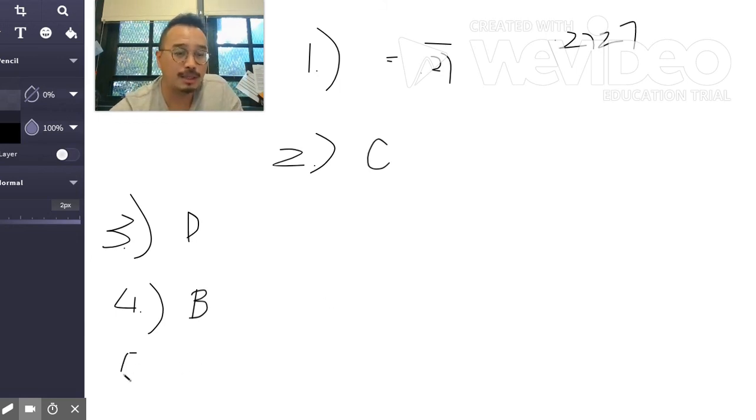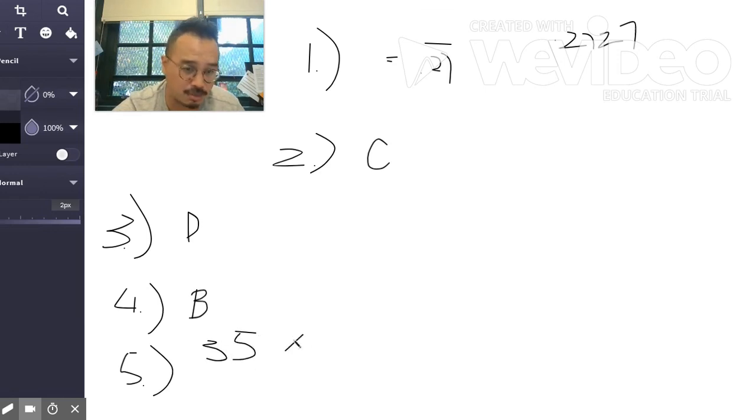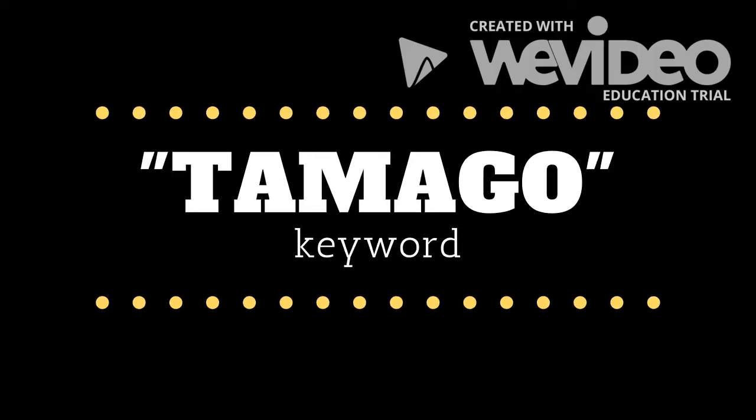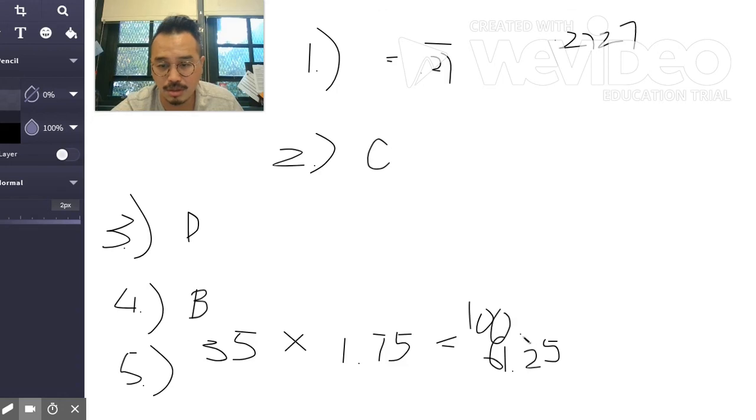And the last one is this. He bought 35 feet of window, so these are the following steps. It's 35 times 1.75. That would be 61.25. And then you take the $100 bill and you subtract that. And what would that be? 38.75. So that's choice B.